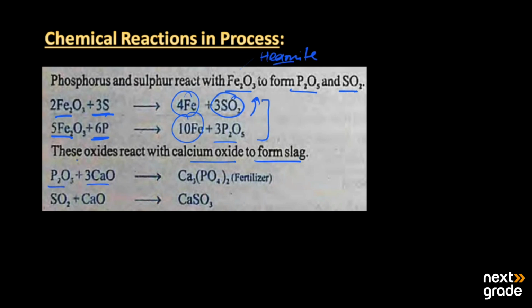Calcium oxide, on reacting with phosphorus pentoxide, produces calcium phosphate, which is an important fertilizer and can be used for the production of different crops, and silicon dioxide combining with calcium oxide produces calcium silicate.